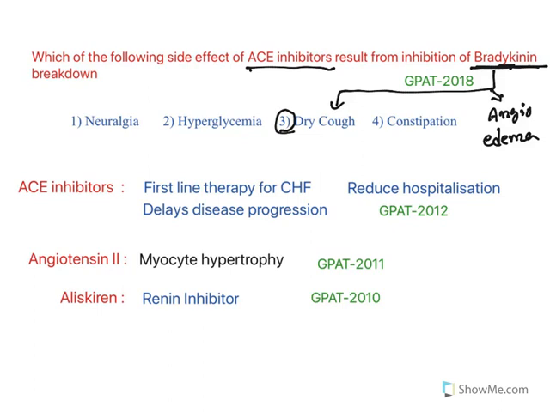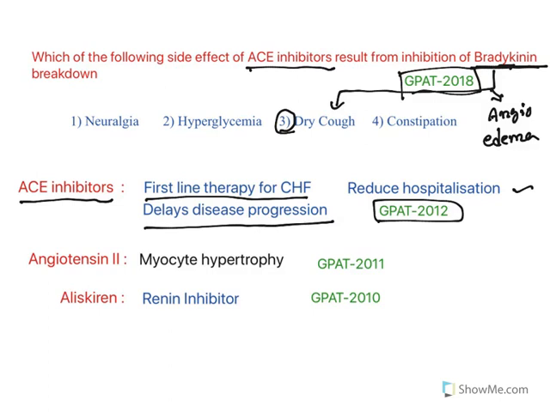Similarly, this is given in GPAT 2018, whereas in GPAT 2012, this question is asked. The major advantage of ACE inhibitors is they are the first line therapy for congestive heart failure. They reduce hospitalization. They delay disease progression. All of them are included in the options, and all of them are shown by ACE inhibitors.